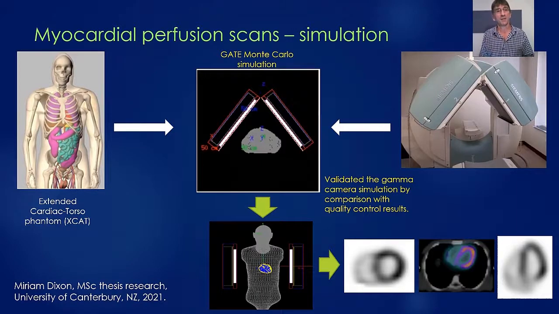So this is an example of a study undertaken by Miriam Dixon at the University of Canterbury for an MSc thesis, where she took the XCAT phantom, that's the extended cardiac torso phantom, and combined it with a Monte Carlo simulation. That's a random number simulation simulating the particle tracks and detection in the imaging system, emission from the patient and detection in the imaging system of the Siemens Symbia T2 gamma camera, which is what at that stage we were using for the myocardial perfusion scans.